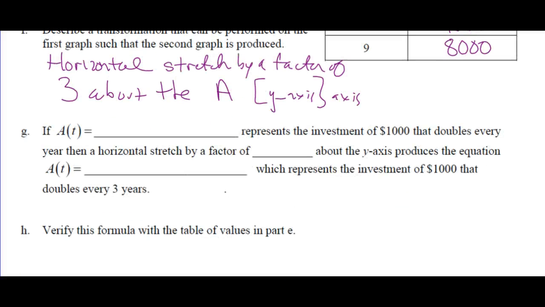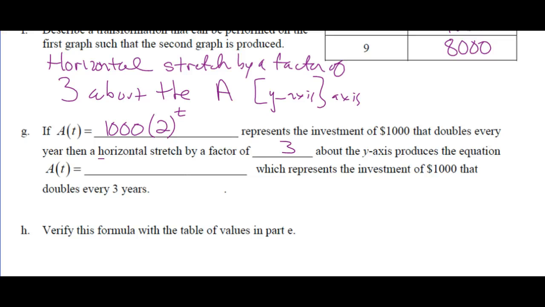So if A of t is equal to, represents the investment of $1,000, it doubles. If A of t is equal to, oh, so I guess we need a formula, right? In here. If A of t is equal to, represents the investment that doubled every year was 2 to the t. Then a horizontal stretch by a factor of, what was it, 3? About the y-axis produces the equation.